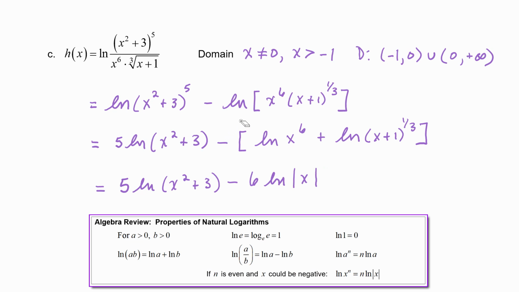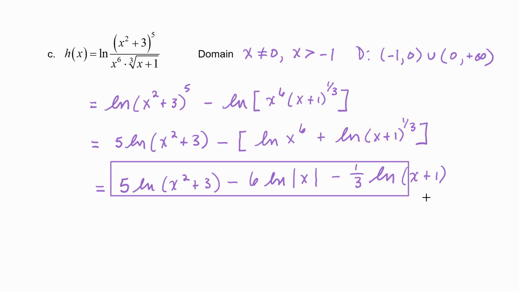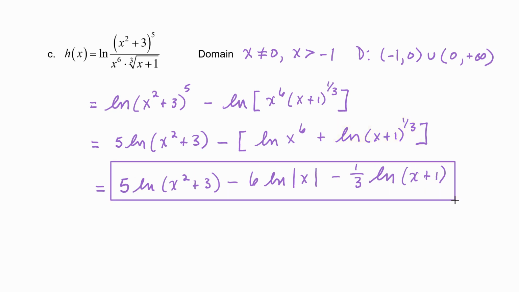Remember, we have to distribute this negative sign to the second term, so we get minus 1/3 natural log of the quantity x plus 1. Now we didn't have to put absolute values here because we don't have an even exponent, and we also have an argument that's always going to be greater than 0. So this now is the simplified form.